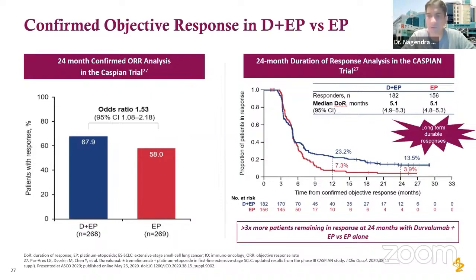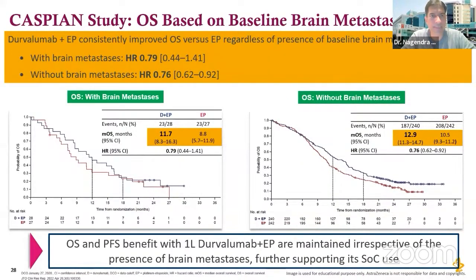Ultimately, we want our patients to live longer and live better, and we want to keep these patients as good as possible for as long as possible within the limitation of science. And there are 3 times more patients remaining in response at 24 months with Durva plus EP as compared to EP alone. In the CASPIAN study, OS was the primary endpoint.